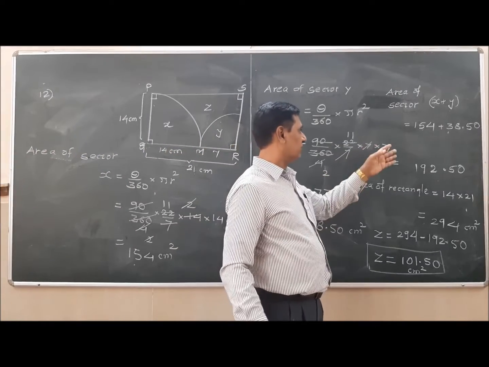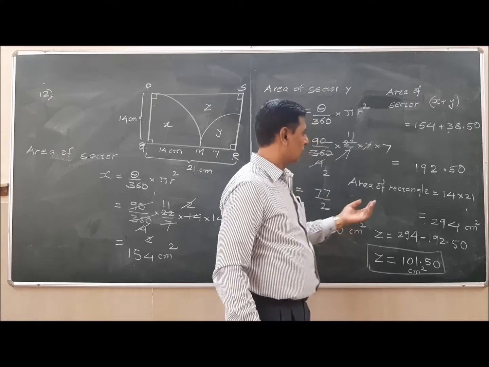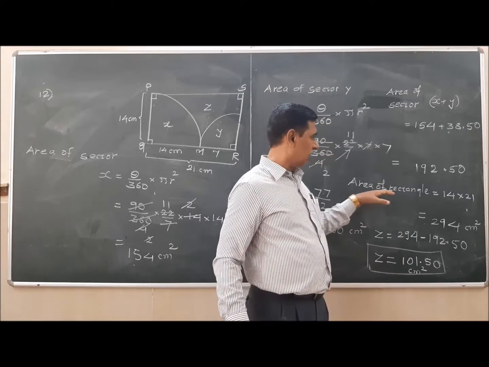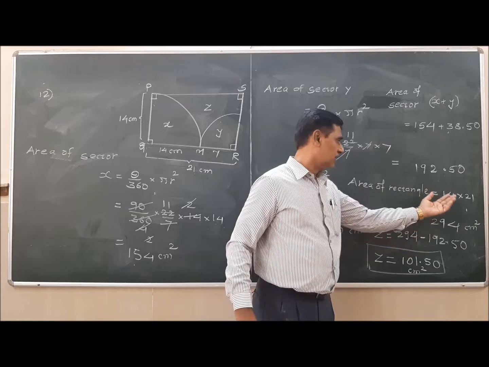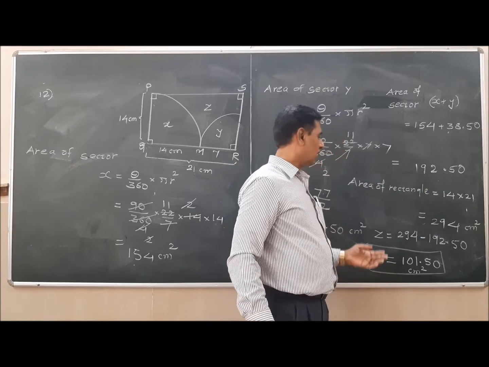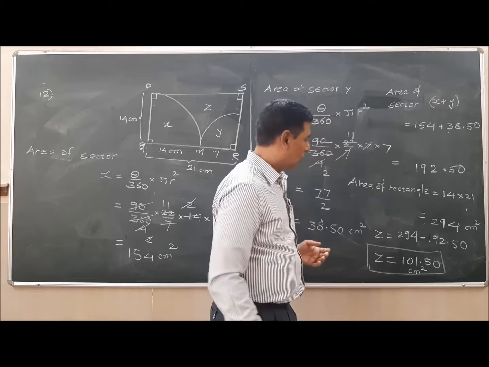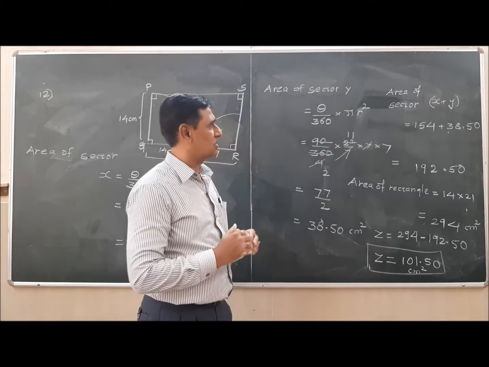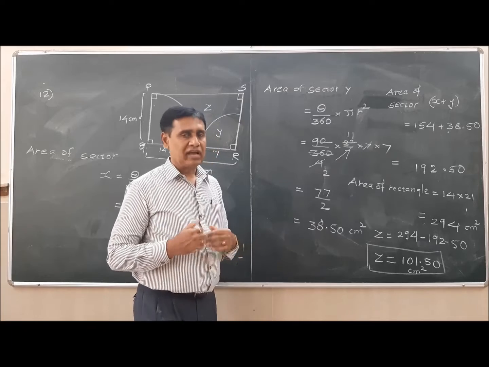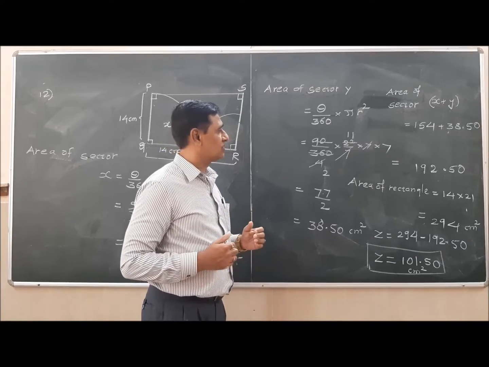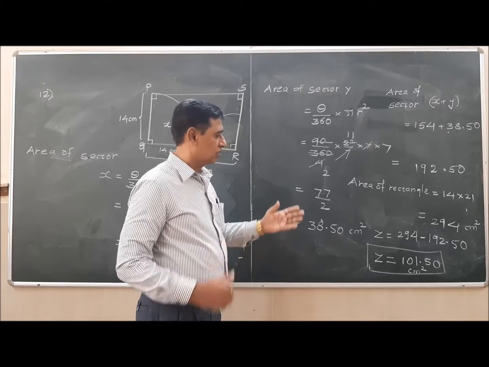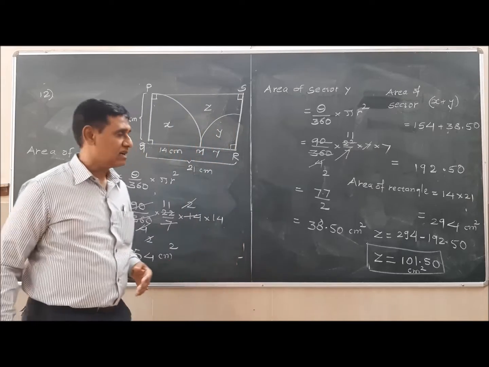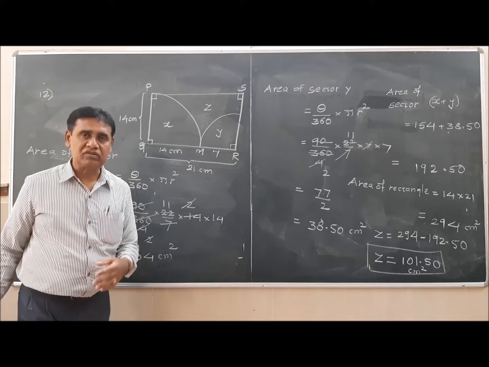I added 154 plus 38.50. I obtained it as 192.50. Then area of rectangle I calculated it as 14 into 21. I got it as 294. Then from area of rectangle I subtract the addition of x plus y, which is 192.50, and finally I got the value of z as 101.50.